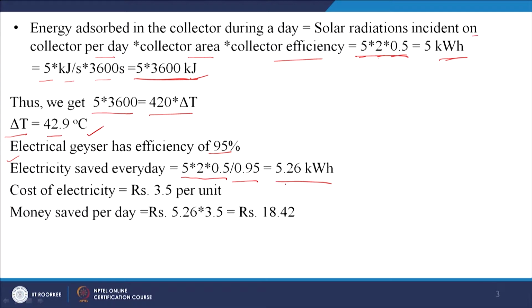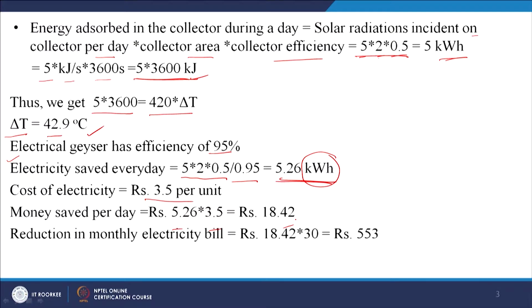This much electricity we are able to save by the use of this solar system. The price of 1 unit is 3.5, and the unit is kilowatt hour. So, we have 5.26 into 3.5, that is equal to rupees 18.42. This is our saving per day. So, the reduction in monthly electricity bill is equal to 18.42 into 30, that is rupees 553.